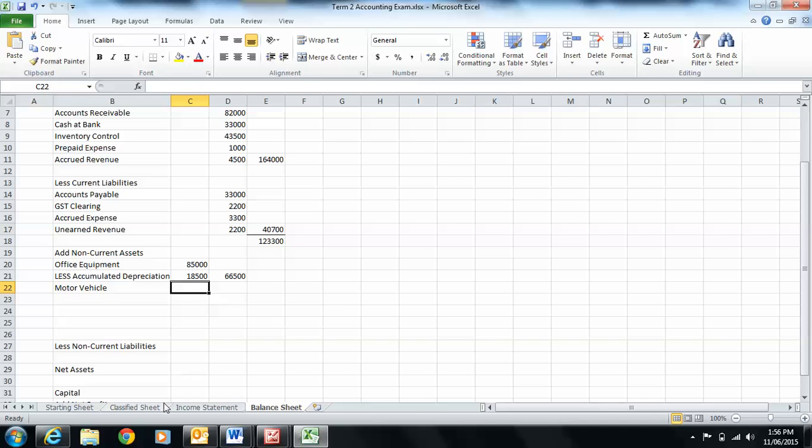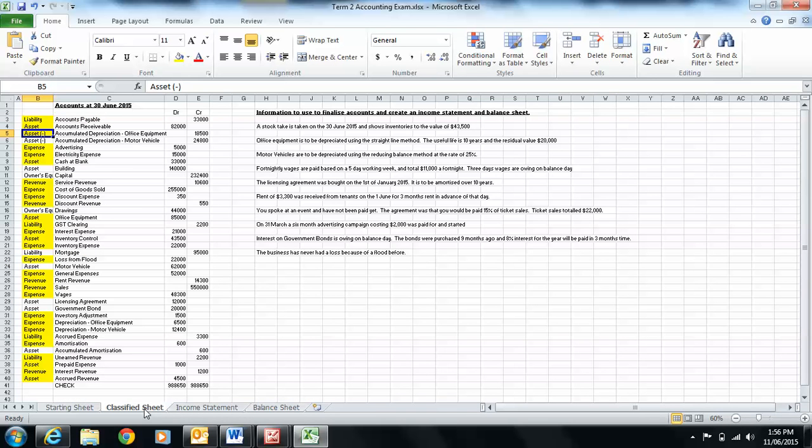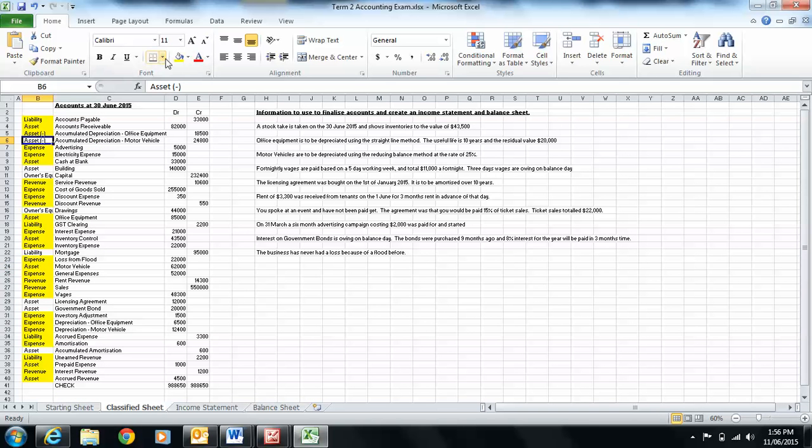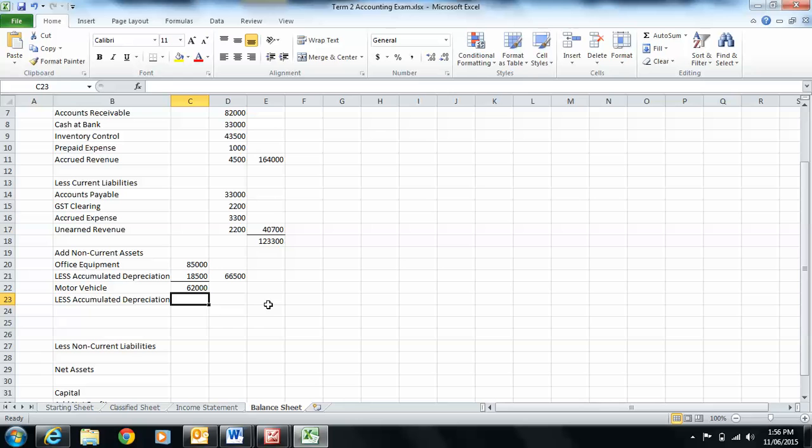Let's do the same thing for motor vehicles. The value of the motor vehicle is going to be $62,000, less accumulated depreciation, which up to this point is $24,800. So the value at the moment of that asset is $37,200.